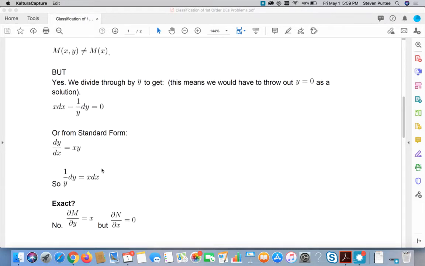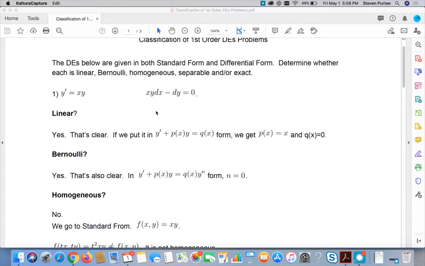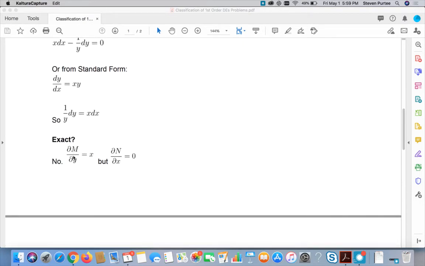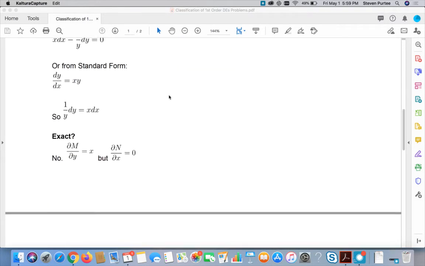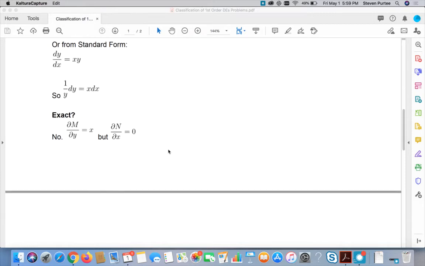Okay, is it an exact DE? In order to be exact, here's our M and here's our N. M is xy, N is -1. I take the partial of the first one, the one in front of dx, with respect to y. The -1 here is in front of dy, so I take its partial with respect to x. The partial of the first one with respect to y is x. The partial of the second one is 0. The derivative of -1, I don't care what you're taking the partial with respect to, that's just 0. Those are not the same. That's not an exact DE.